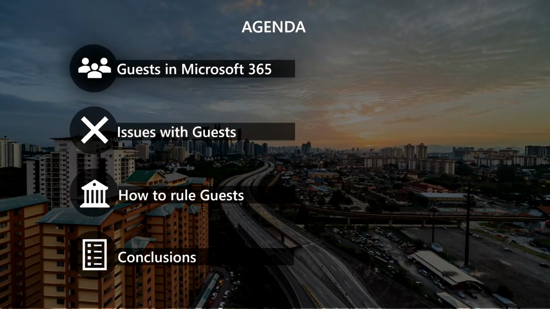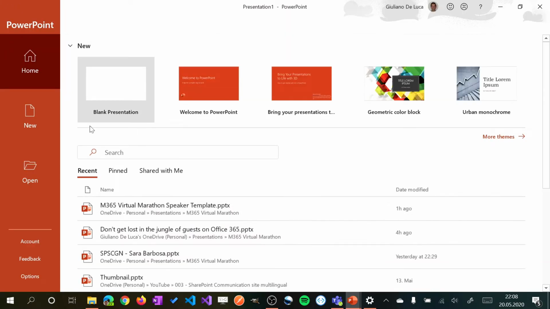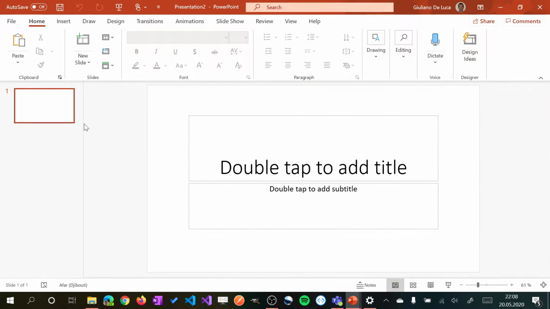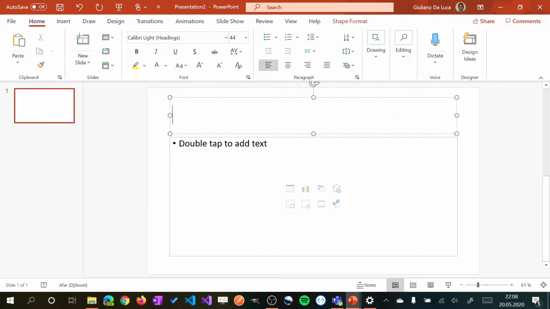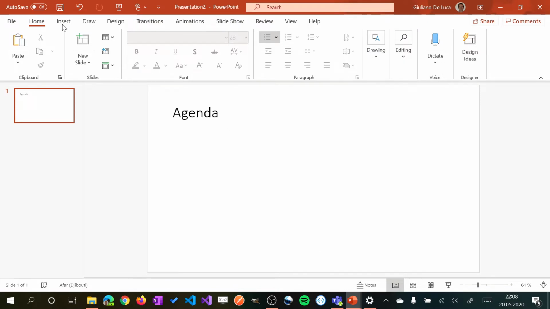Now let me exit this presentation, and I want to prepare with you together a new presentation from scratch, a blank presentation, and I'll show you immediately how you can implement this Zoom animation. Okay, let me delete this one. Let me create a new one. I want to have a title and content here. Let's type agenda. Then we can start to design. Let me remove this text box, we don't need it.